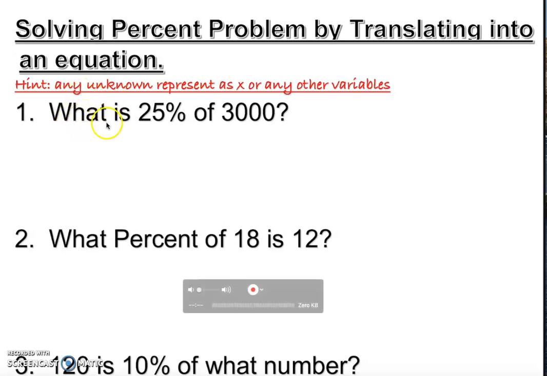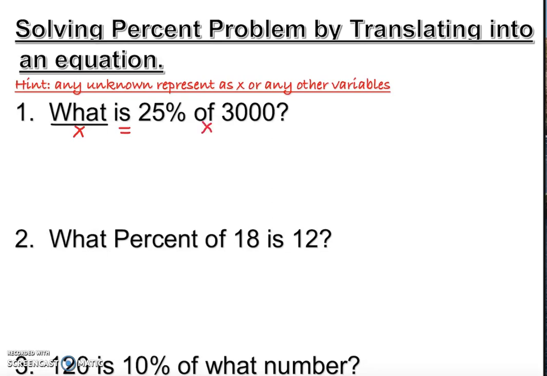Anytime you see an unknown, we represent it as an x or any other letter, or n, it's up to you. So we're going to do: what is 25% of 3000? Let's take a look here, guys. What is, we don't know that actually, so that is going to be my x. I can put down here that is going to be my x, and that is going to be my equal, and that is going to be my multiplication.